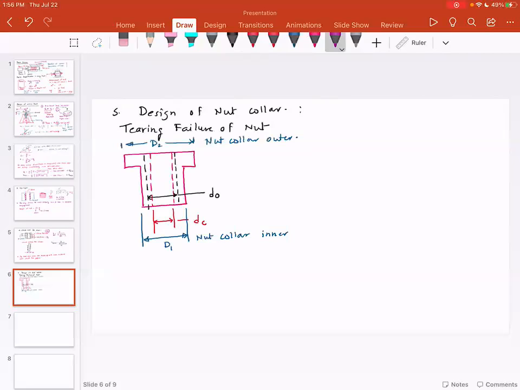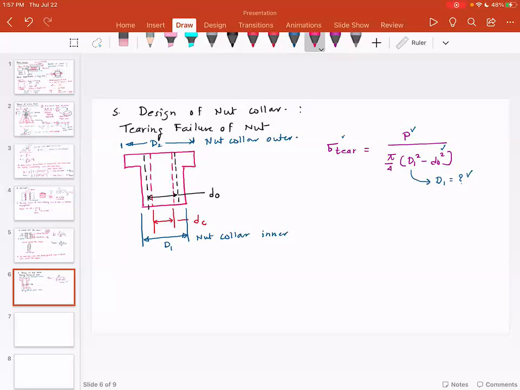So to find that, what we do is sigma tearing is equal to P divided by pi by 4 times D1 square minus DO square. So in this equation, P is given to you, DO you found out, sigma tearing is given to you, or you can get it from the design data book. The only unknown is D1.